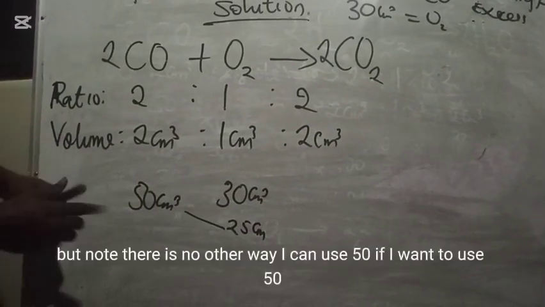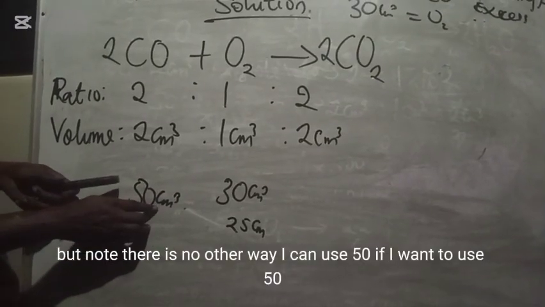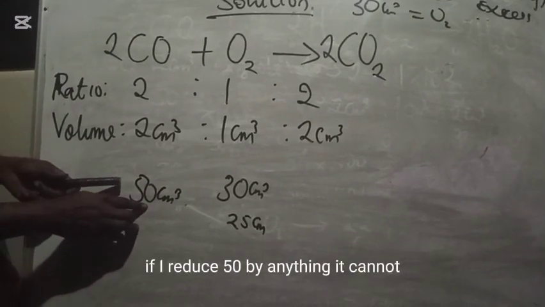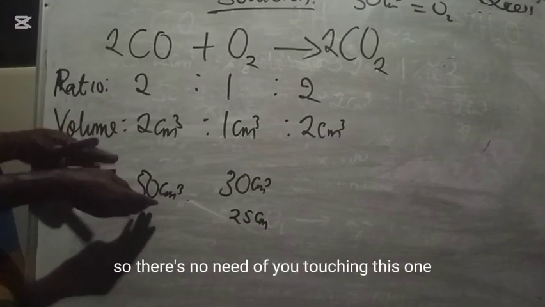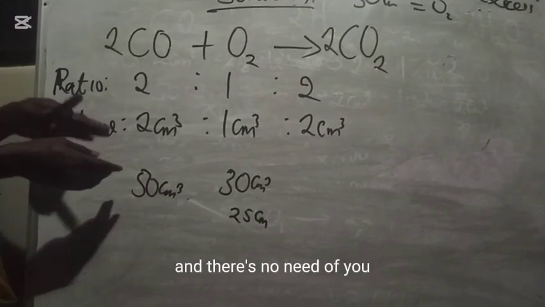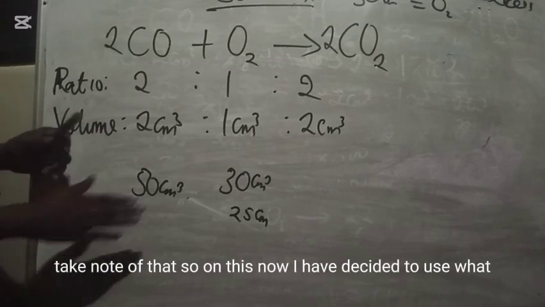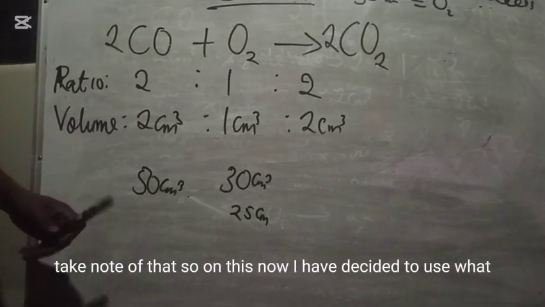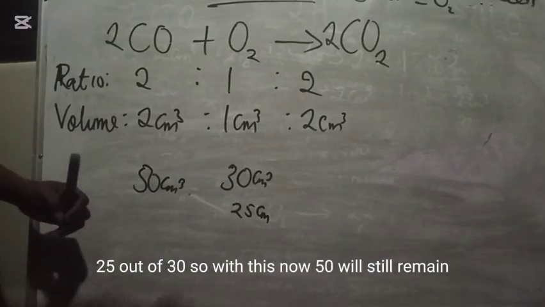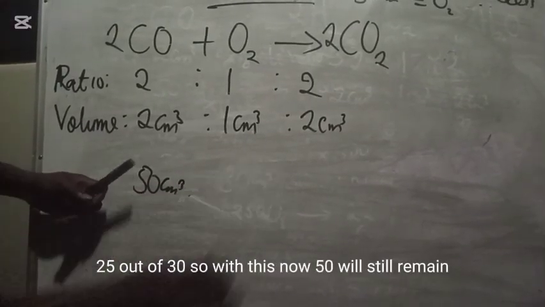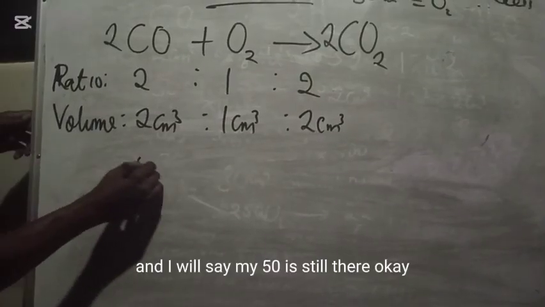Now, note there is no other way I can use 50 if I want to reduce 50. If I reduce 50 by anything, I cannot get 2 when I divide. So there's no need of you touching this one, and you cannot increase any of them. Take note of that. So on this now, I have decided to use what? 25 out of 30. So with this now, 50 will still remain, and I will say my 50 is still there.